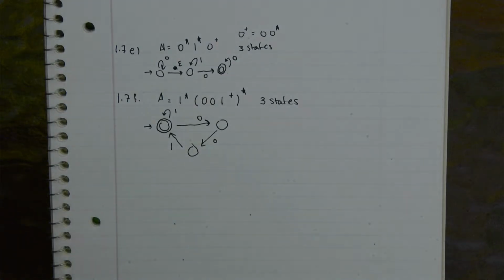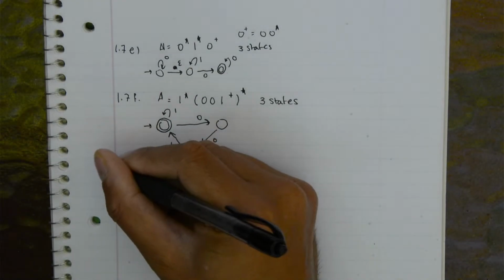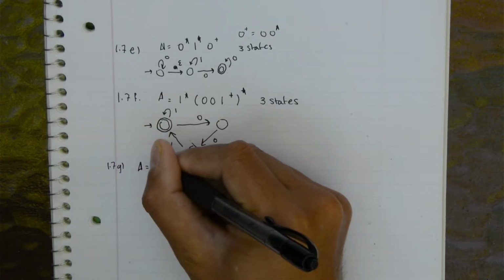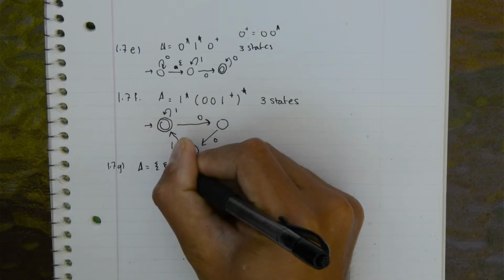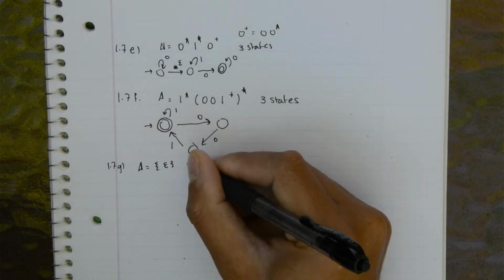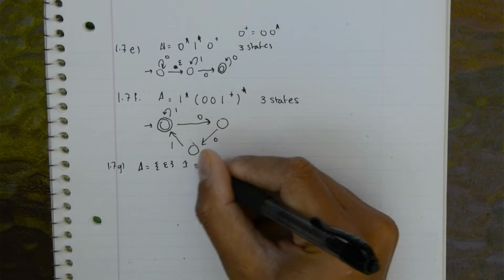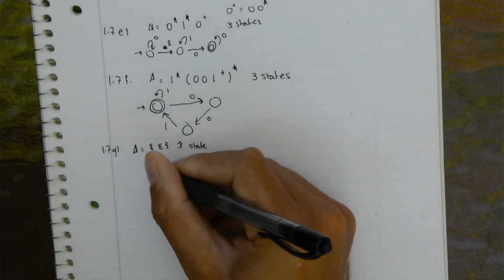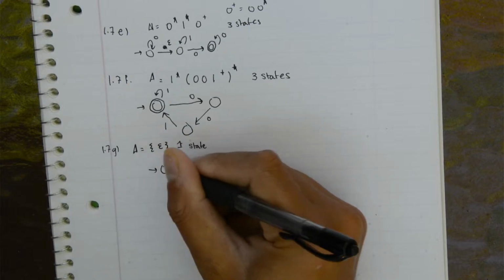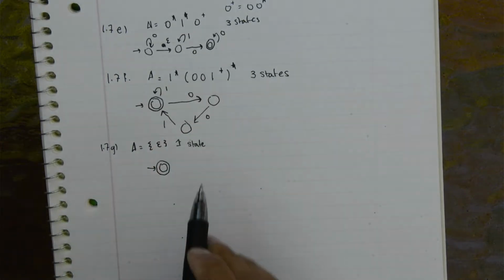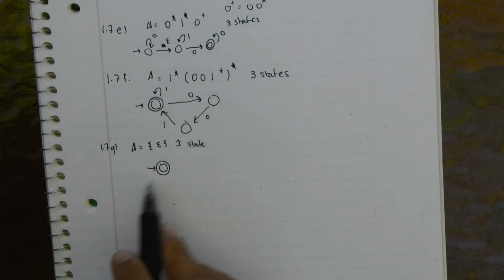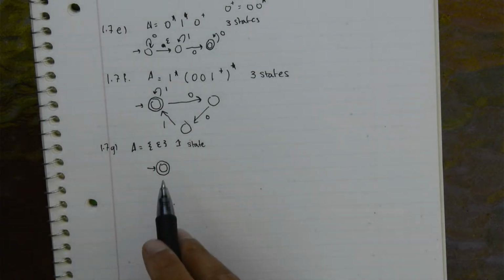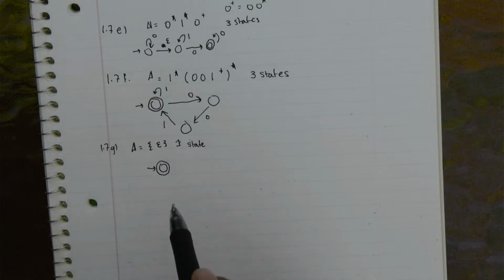Okay, G. This is going to be A is equal to this, and it says with 1 state. All right, so if we have the language that consists only of the empty string, then we're going to have just a single state here that's an accept state. There's no transitions or anything. There's no arrows at all, except for this little start arrow. And so if it tries to do anything but be the empty string, it's going to fail.